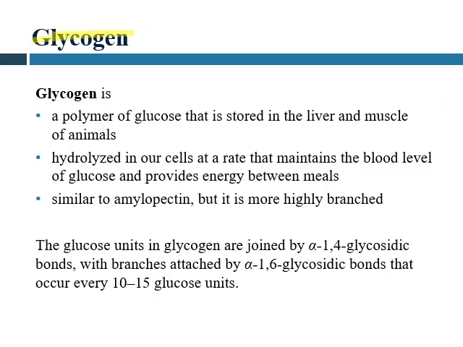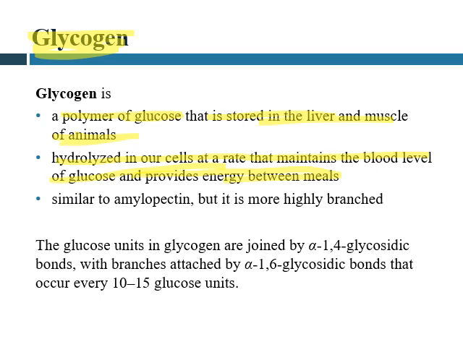Next type of polysaccharide is glycogen. Glycogen is the type of sugar that humans can store in our bodies. Glycogen is a polymer of glucose that is stored in liver and muscles. So starch is the type of sugar that is stored by plants, and glycogen is the type of sugar that is stored by animals. Why do we store it? Again, for the times when our body is not eating food but we need to use energy. Glycogen is hydrolyzed in our cells at a rate that maintains the blood level of glucose.